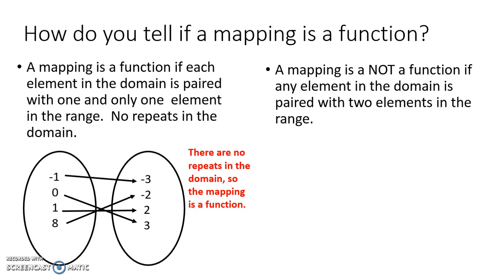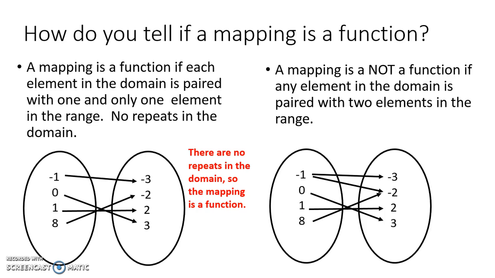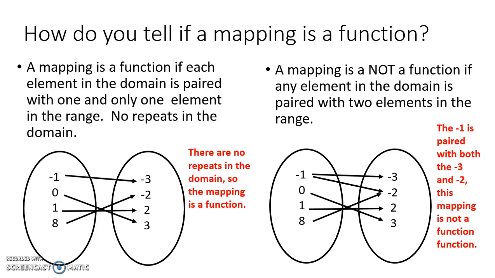A mapping is not a function if any element in the domain is paired with two elements in the range. So in this example, -1 is paired with -3 and -2, so it is not a function.